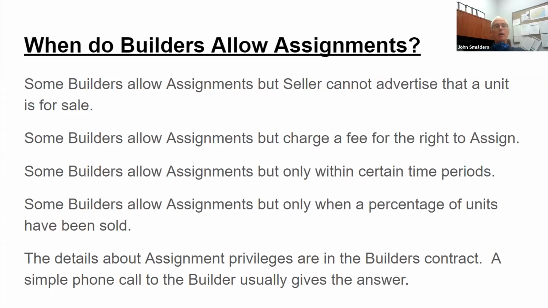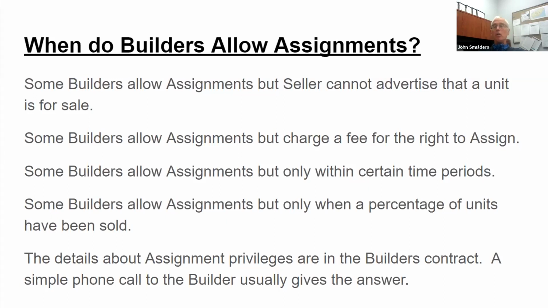All right. Builders allow assignments, but most builders, and it's not some, I should have put most there, allow assignments but charge a fee for the right to assign. I have seen the fee for the right to assign as low as $500, and I have seen it as high as $5,000. So the builder will consent to let the seller assign the contract to a potential buyer, but they want a fee to do that. Some of them are very cheap and some of them are very expensive.